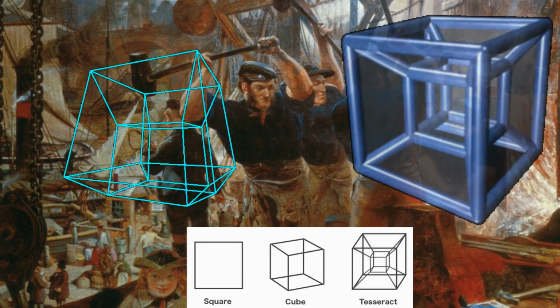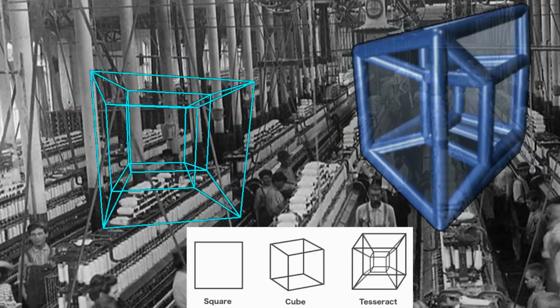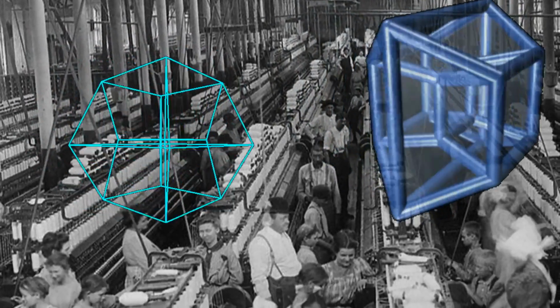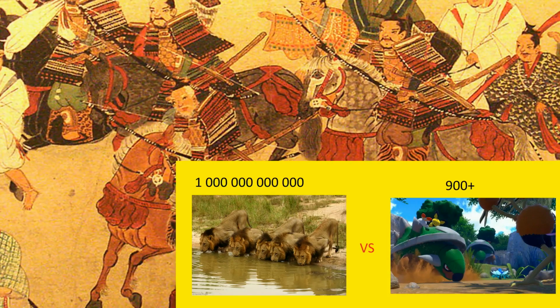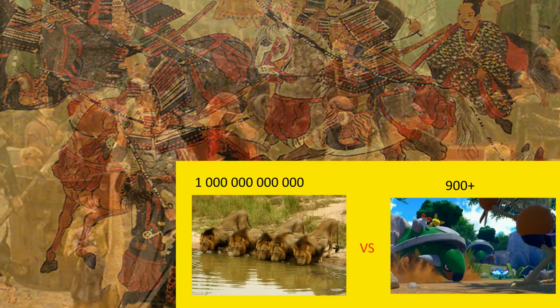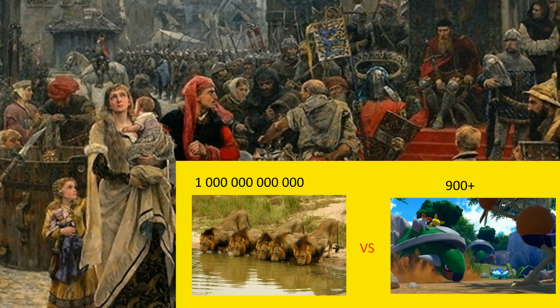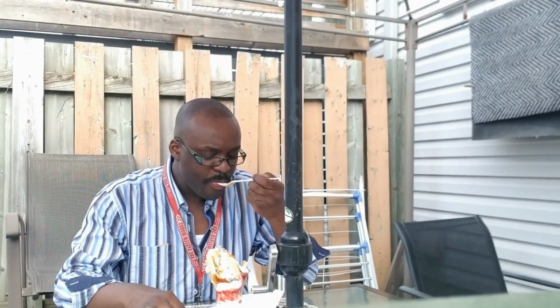Number 5. Is it possible to see a 4th-dimensional object in our 3-dimensional world? Number 6. Could one of each Pokemon beat 1 billion lions in a fight? Number 7. The most important question in the universe. Is it possible to make a second-person shooter?